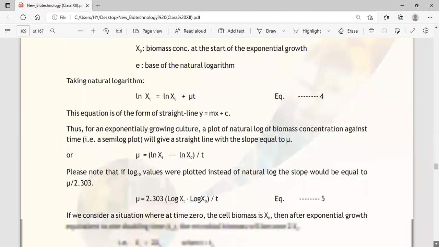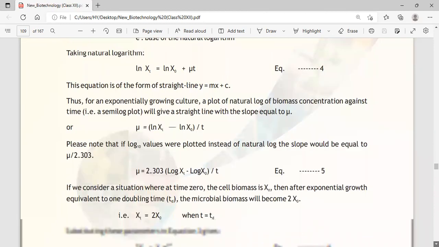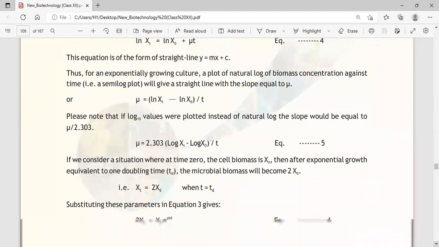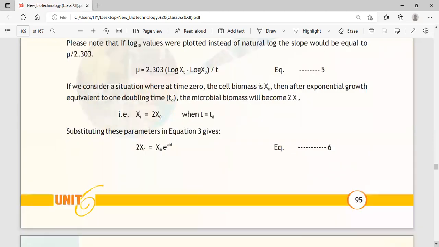This equation is in the form of the straight line y is equal to mx plus c. Thus, for an exponentially growing culture, a plot of the natural log of the biomass concentration against time, the semi-log plot, will give rise to a straight line with the slope equal to mu. Mu is equal to (ln Xt minus ln X0) by t. Please note that mu is equal to 2.303 (log Xt minus log X0) upon t.